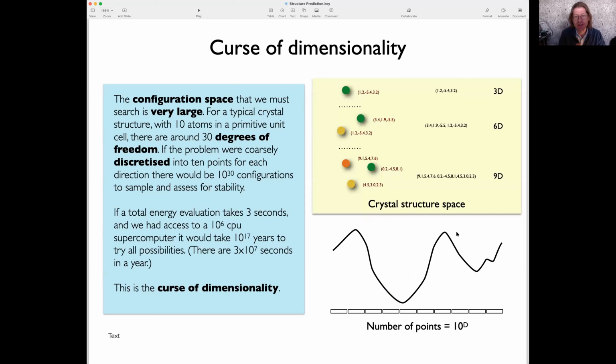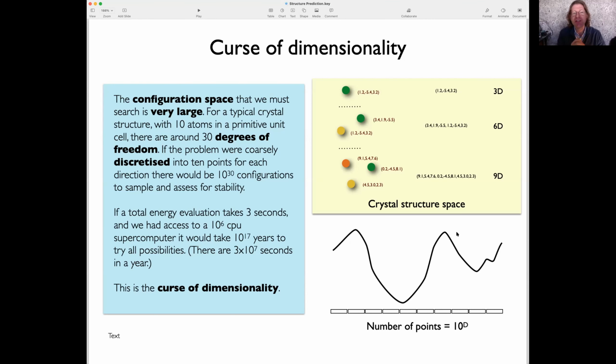Okay, so that's the different approaches. Now I'm just going to take a step back and think a little bit about why, at first glance, structure prediction seems very difficult. And then I'm going to suggest that maybe it's not as difficult. It's still difficult, but maybe not as difficult as we thought it was.